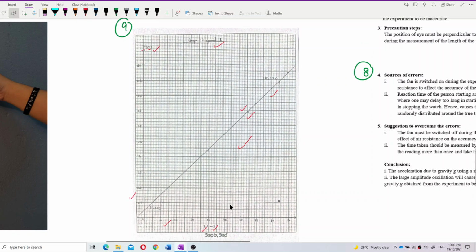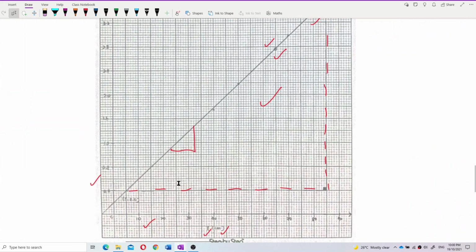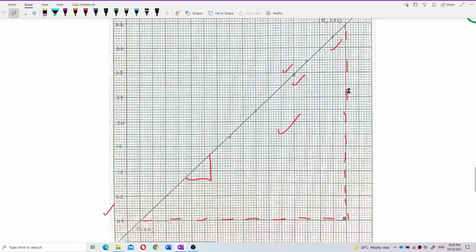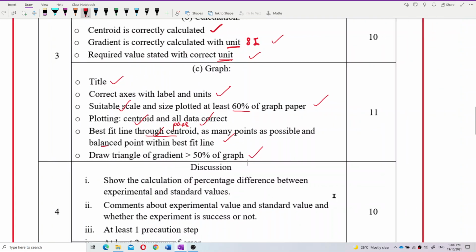The triangle is not just a small part. The triangle is a big dotted line. You see that? You must put a dotted line. This is a dotted line. Yeah, I saw. So it's very good. The triangle is big, more than 50% of the graph. That's good. Okay, you got full marks also, right?